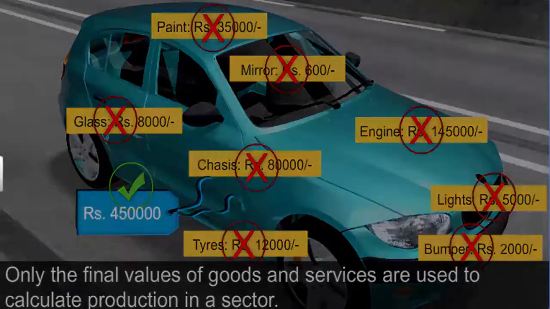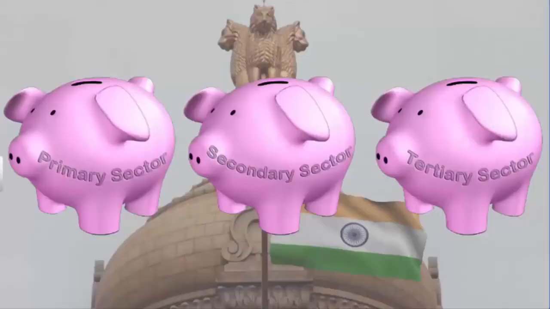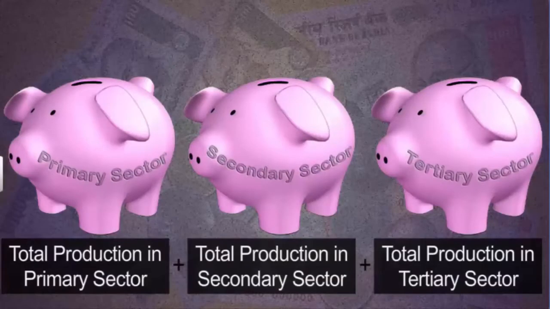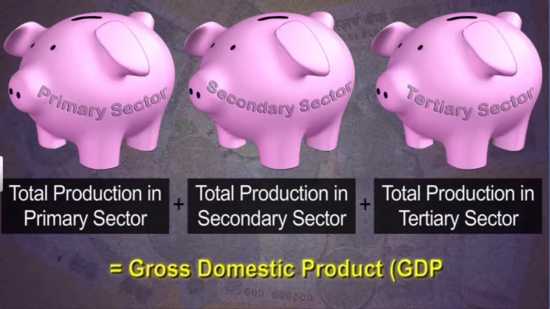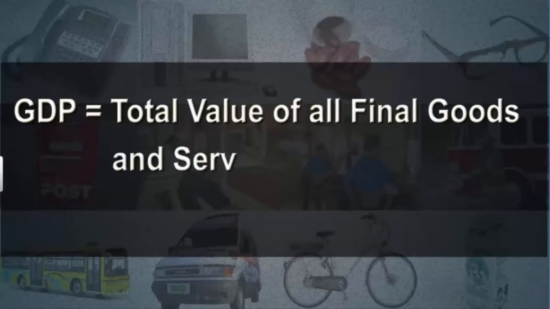Every year, the government collects data on the values of final goods and services produced in different sectors of our economy. The sum of the total production in the three sectors in a year for a country gives the gross domestic product or GDP for that country in that year. We can also say that the gross domestic product is equal to the total value of all final goods and services produced in a country in a year.